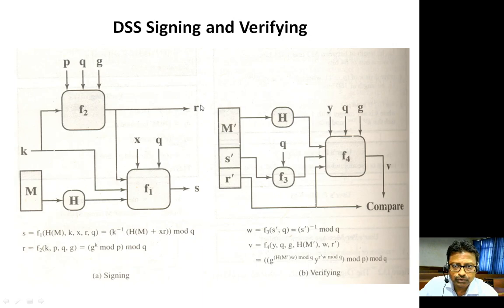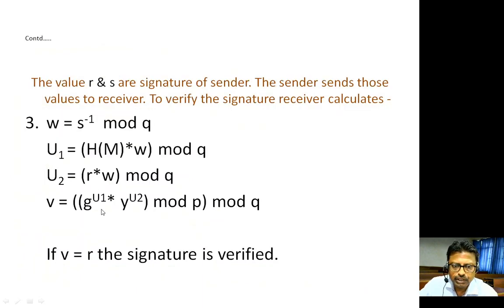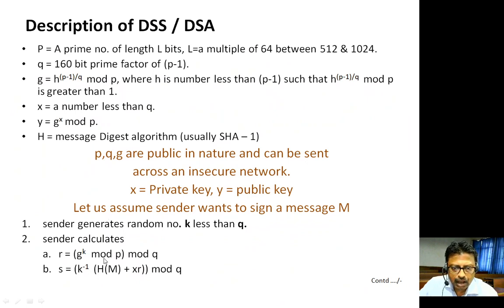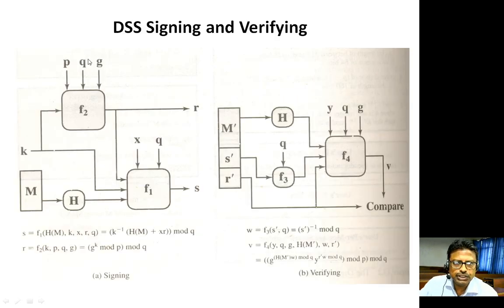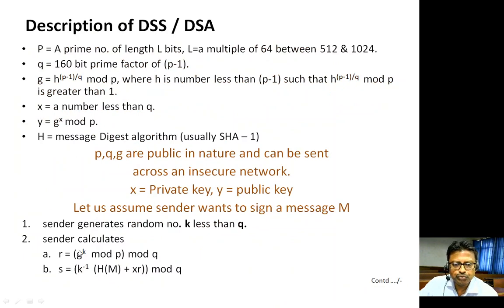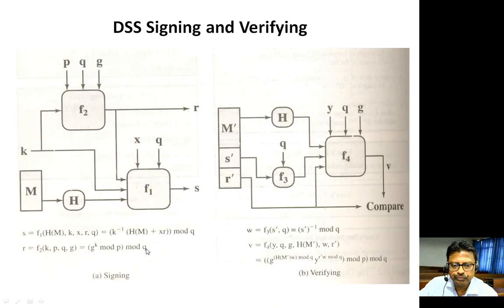The calculation of the value of r includes k, p, q and g. Let us check. R is calculated with g, k, p and q. And how is it being calculated? With function f2 of k, p, q, g, and it is equal to g to the power k mod p mod q.